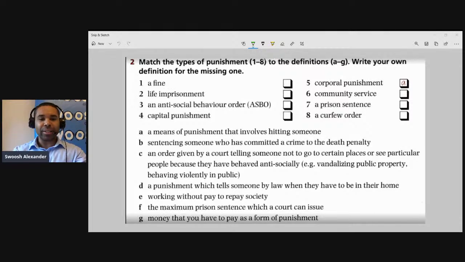So going through together then these definitions, let's have a look at B. So sentencing someone who has committed a crime to the death penalty. What are we looking at here then? What phrase refers to this definition? Let me know in the chat if you feel confident about your answer. And the answer is, of course, capital punishment. Yeah, so sentencing someone to death for a crime they've committed, that's what we call it, capital punishment.